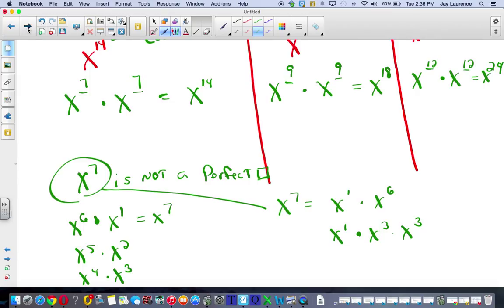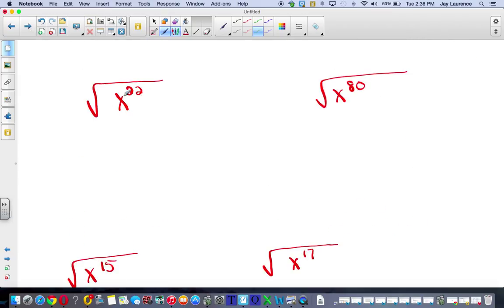All right, so let's see here. Let's take the rad of x to the 22nd. Is it a perfect square? You bet your boots. How do I know? The exponent is even. It's going to be a perfect square. I could break it down into x to what power times itself would give me 22? X to the 11th times x to the 11th. So therefore, rad of x to the 22nd is x to the 11th.